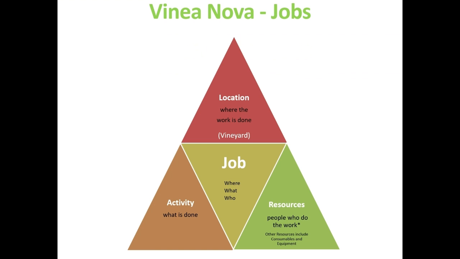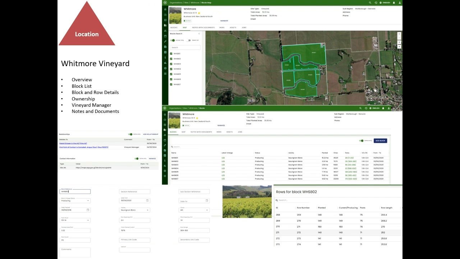We see on the screen in front of us that a job is really the culmination of three things: a location where the work was done, an activity that is being done, and resources, namely the people that do the work. We're going to go through each of those things one by one, and we're going to look at details of those components. Going to start with the vineyard.